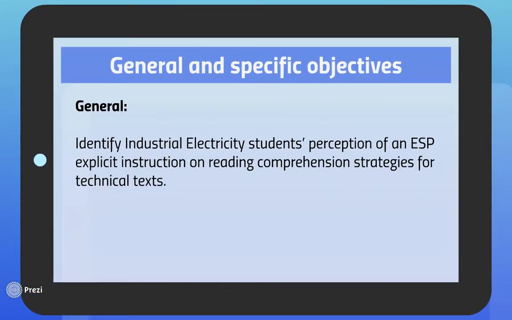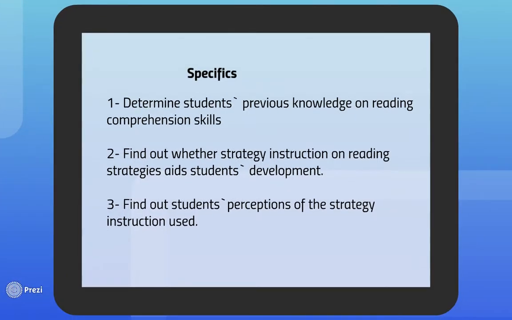And to answer the main research question, we have a general objective, which is to identify industrial electricity students' perception of an ESP explicit instruction on reading comprehension strategies for technical texts. In order to accomplish this general objective, we have 3 specific ones. Determine students' previous knowledge on reading comprehension skills. Find out whether strategy instruction or reading strategies aids students' development on reading comprehension. And find out students' perceptions of the strategy instruction used. Okay?